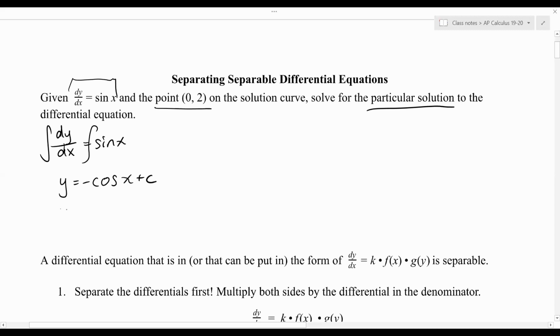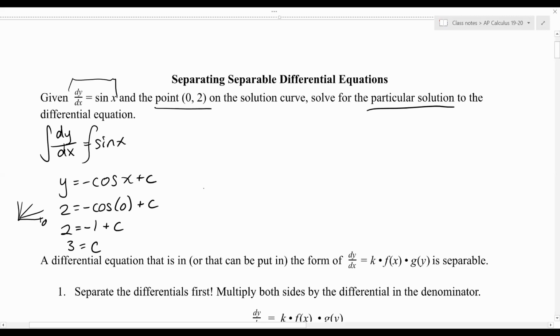So I get 2 equals negative cosine 0 plus c. Remember, 0 is over here, so cosine of 0 is positive 1. So we get 2 equals negative 1 plus c. Add 1 to both sides, and you get 3 equals c. Remember to rewrite the equation now and replace c with 3.